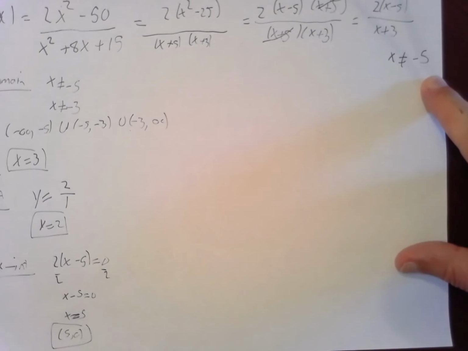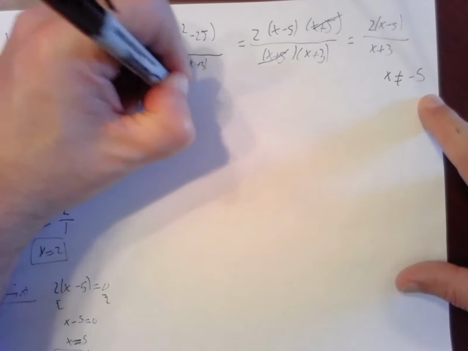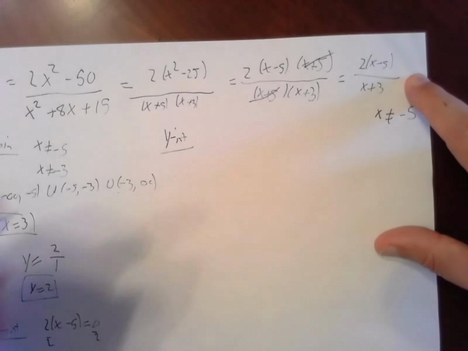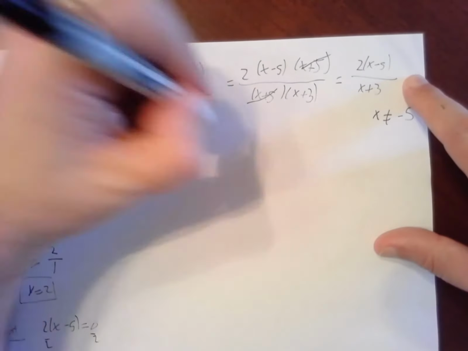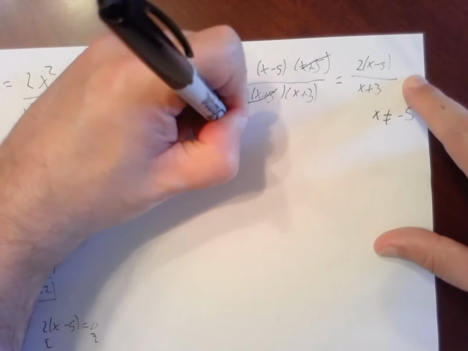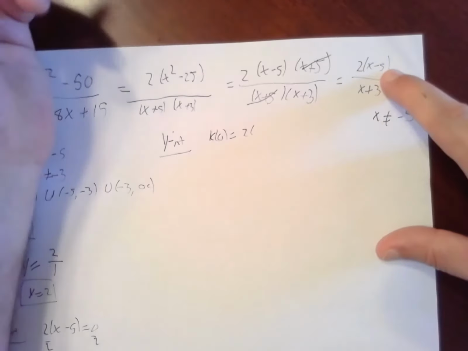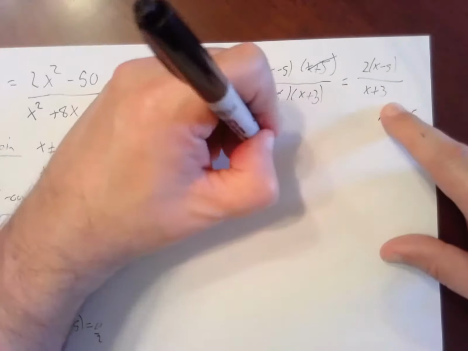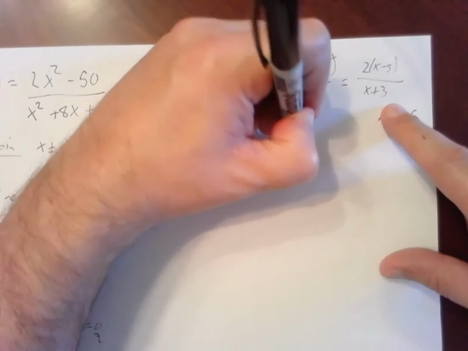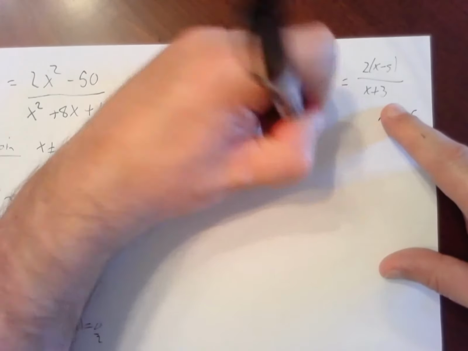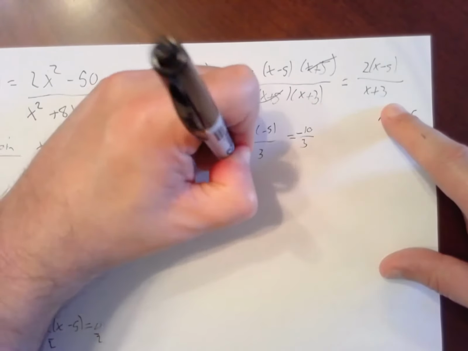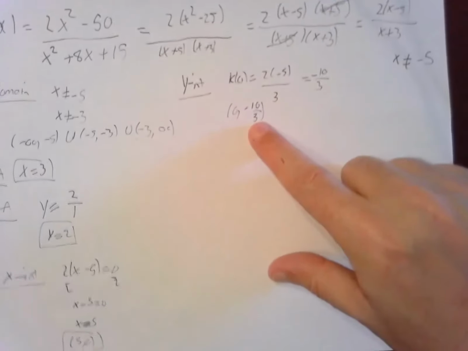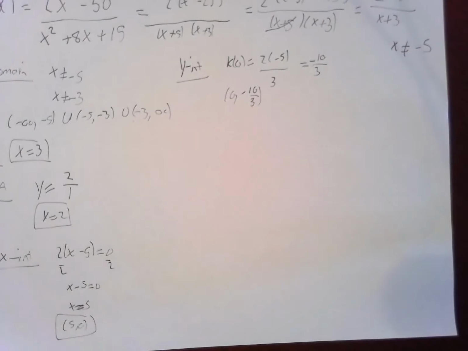Y-intercept. We plug in 0. So I'll get k of 0 is 2. 0 minus 5 is negative 5 over 0 plus 3 is 3. I think that's negative 10 thirds. 0, negative 10 thirds. Let's take this information, put it on my graph.